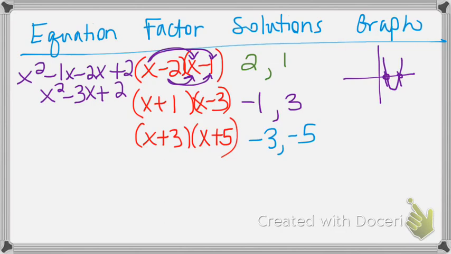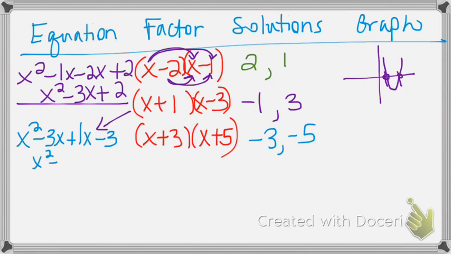Does that make sense? Okay, let's multiply out the next one. X plus 1 and x minus 3. That would be x squared minus 3x plus 1x minus 3. And you can do that in the box if you want, or you can do it the arrow way. There's so many ways you guys are doing it, I don't know which way is easier. So that one gives you x squared minus 2x minus 3.